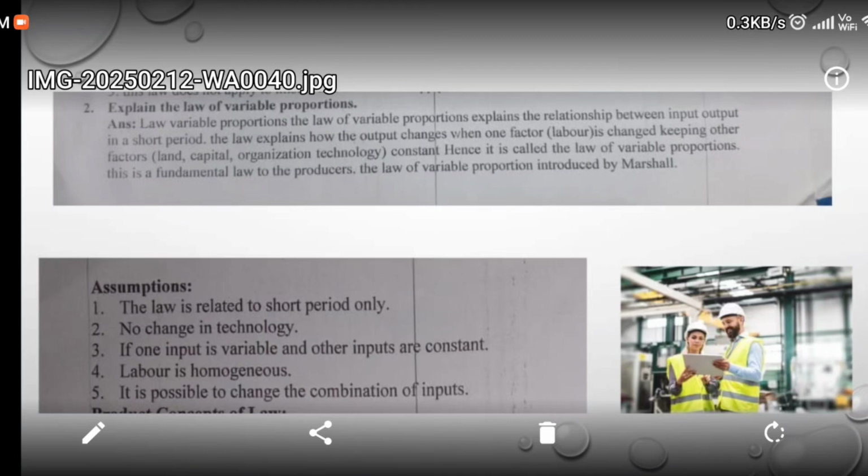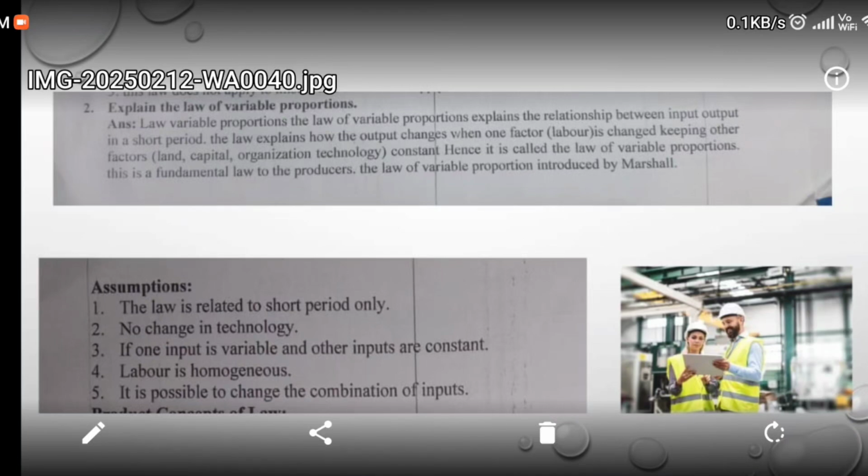The law explains how the output changes when one factor, obviously labor, is changed, keeping other factors constant: land, capital, organization, technology. How the output changes is explained by the law of variable proportions. Hence, it is called the law of variable proportions.